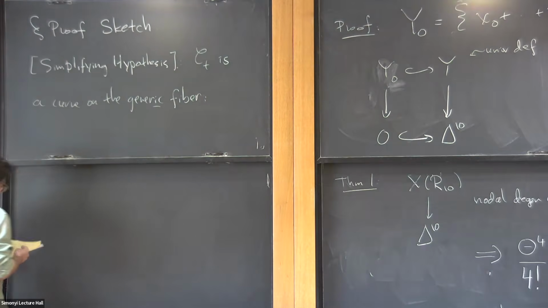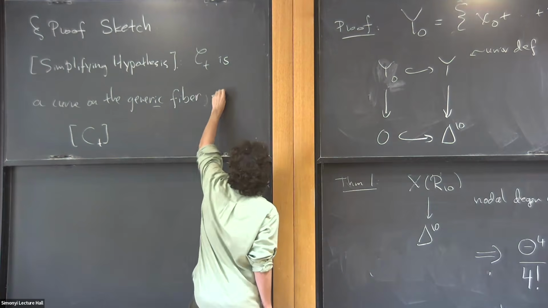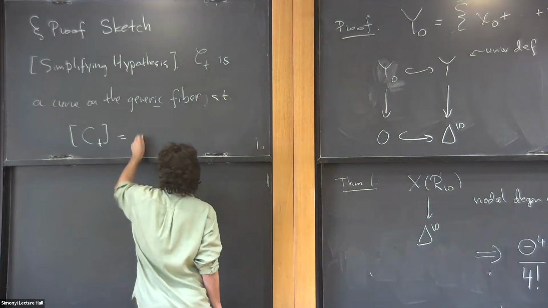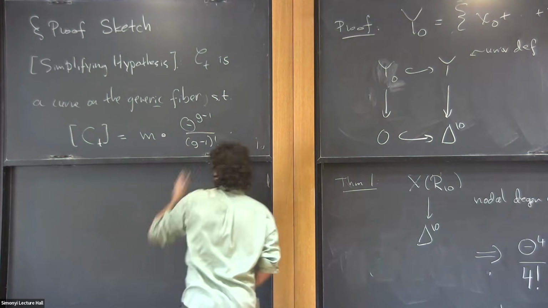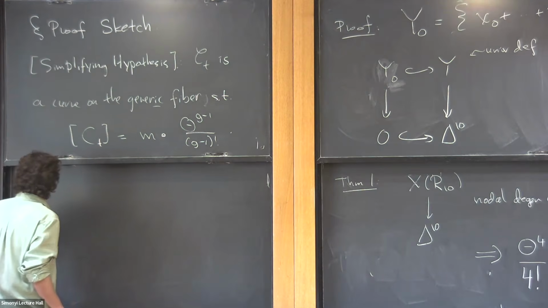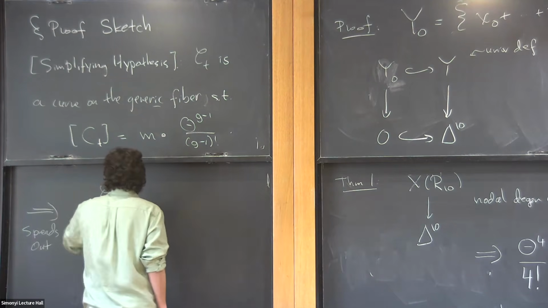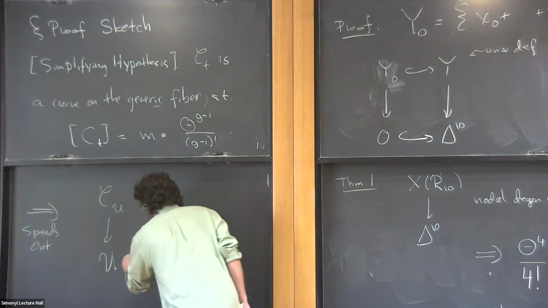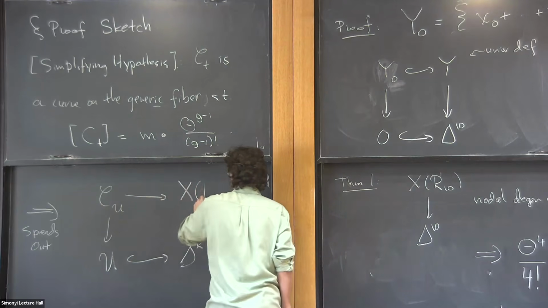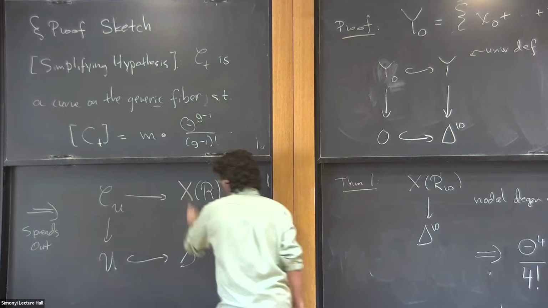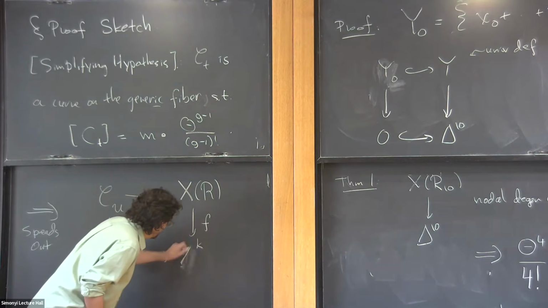So we'll assume that it's a curve on the generic fiber such that the curve represents m times the minimal curve class. And now, as we said, this implies that it spreads out to give a curve, let's say C_u over U. So here we have our matroidal degeneration, and this U is now a Zariski open subset.